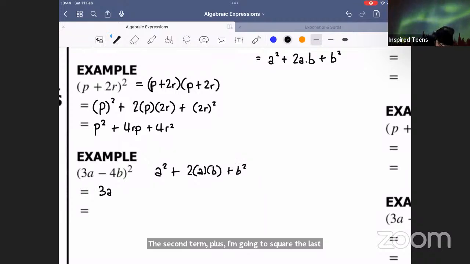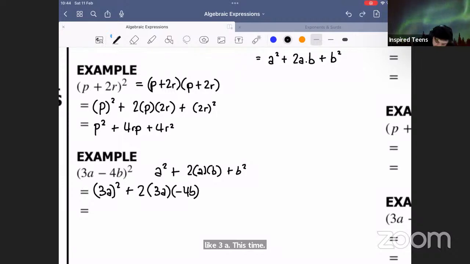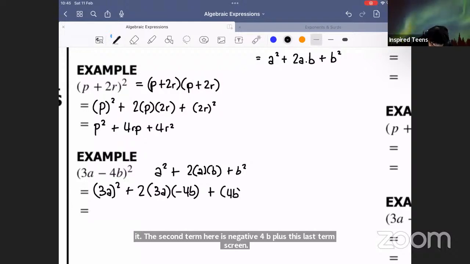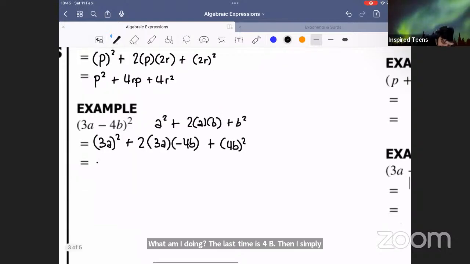So 3a squared, again, you can skip the step if you'd like. 3a, this time it's minus 4b. I have to take the sign with it. The second term here is negative 4b. Plus this last term squared. What am I doing? The last term is 4b. Then I simplify.